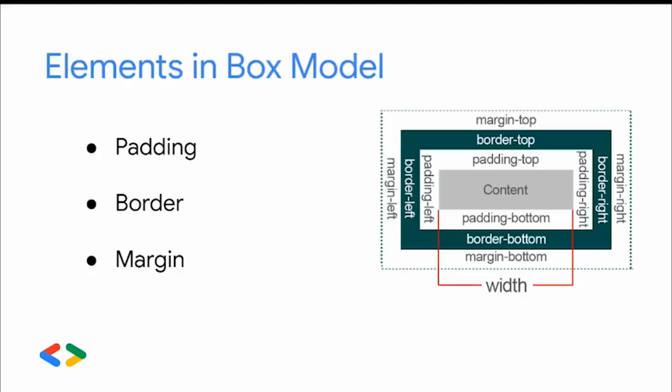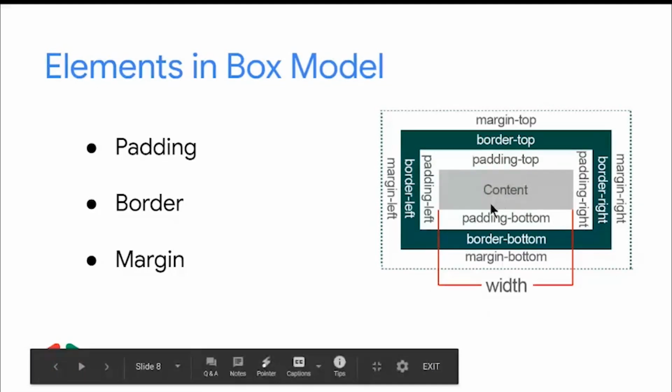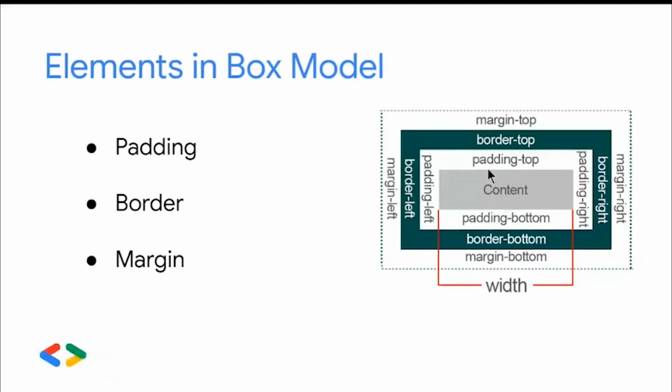So this is the box model that I was talking about. So this is the content. Content is nothing but your HTML tag. There are four properties for padding: padding top, padding left, padding bottom, padding right.